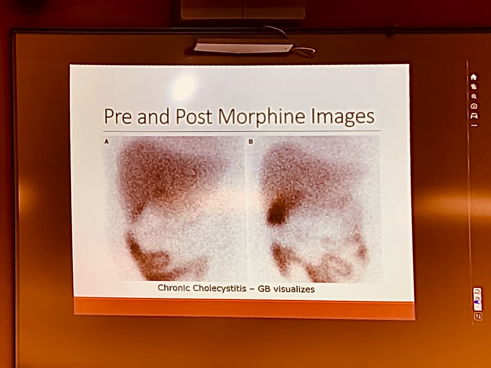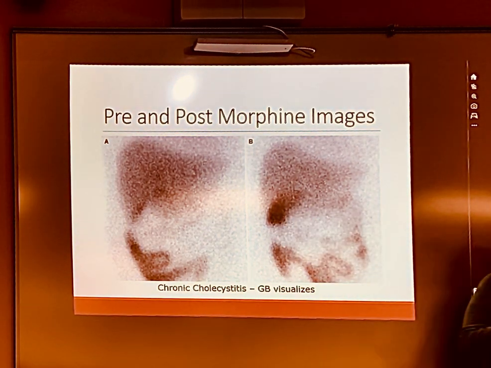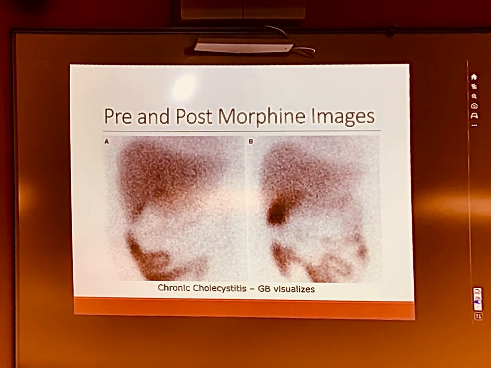Can you point out the gallbladder again? Is it that darker image? Right here. Yep, gallbladder. The rest is bowel. All intestinal activity, all the squigglies.